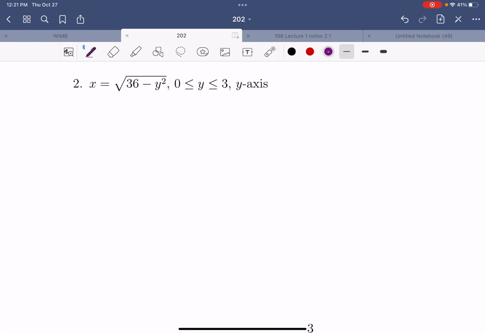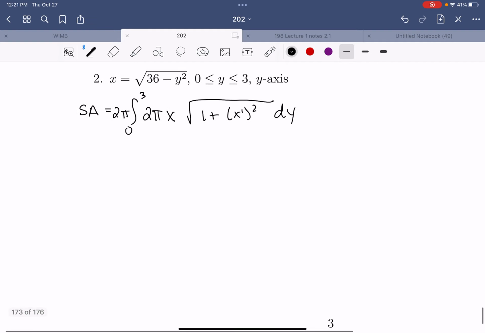All right, so our second one here is x equals square root of 36 minus y squared around the y-axis. So we're around the y-axis in terms of y. That means we have the surface area equals, y is going from 0 to 3. Around the y-axis in terms of y, it's going to be 2 pi times x times the square root of 1 plus x prime squared dy, okay? So we're going to plug in our function for x. So this is going to be 2 pi, integral from 0 to 3.